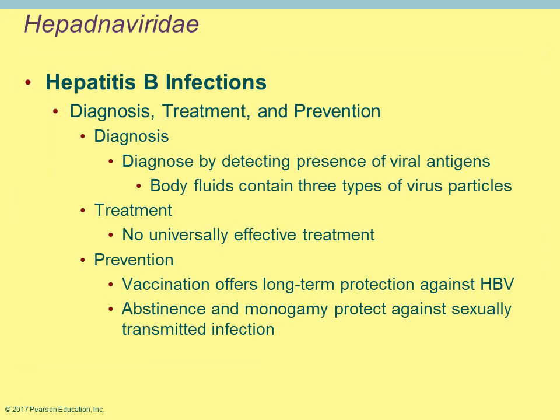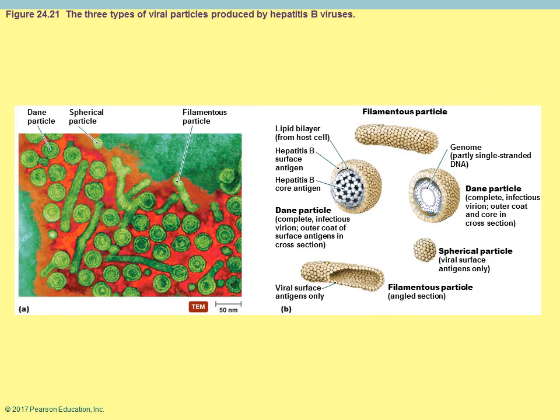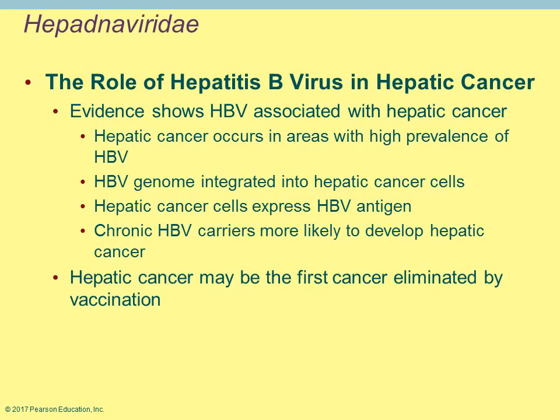So diagnosis would be by detecting the viral antigens. There's no overall effective treatment. Prevention, the vaccine has been very good. Abstinence has been one of the best ways to protect against sexual transmission. There are different types of viral particles that are produced by the hepatitis B virus.